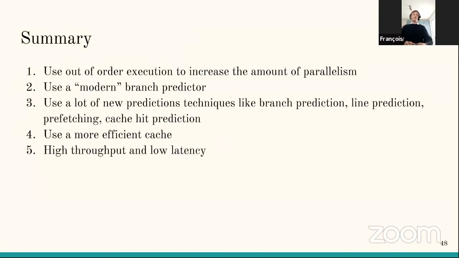For the summary, out-of-order instruction execution can increase the amount of parallelism. We use a modern branch predictor to go even faster in the prediction. And we have a lot of new prediction techniques like branch prediction, line prediction, prefetching, and the cache hit mechanism, which are all speculative mechanisms but give very good results in the end. And of course, the cache is better, and the loads have high throughput and low latency for data.